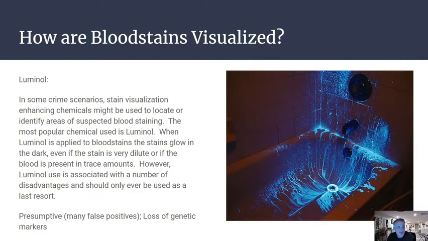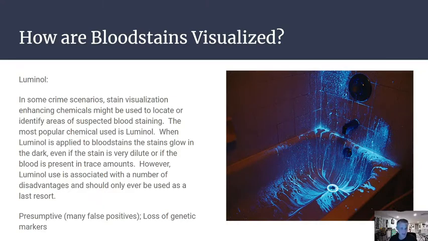But in some crime scenarios, stain visualization enhancing chemicals might be used to locate and identify areas where suspected blood staining occurred. The most popular chemical to use is something called luminol. This stuff's really cool. In the dark, when you spray this on blood, it actually glows. Even if the stain's very diluted, you might not see it. And I'm going to show you a picture on the next page that shows the same picture, one normal and then one with the light off after it's sprayed with luminol, and you'll see a big distinction between the two.